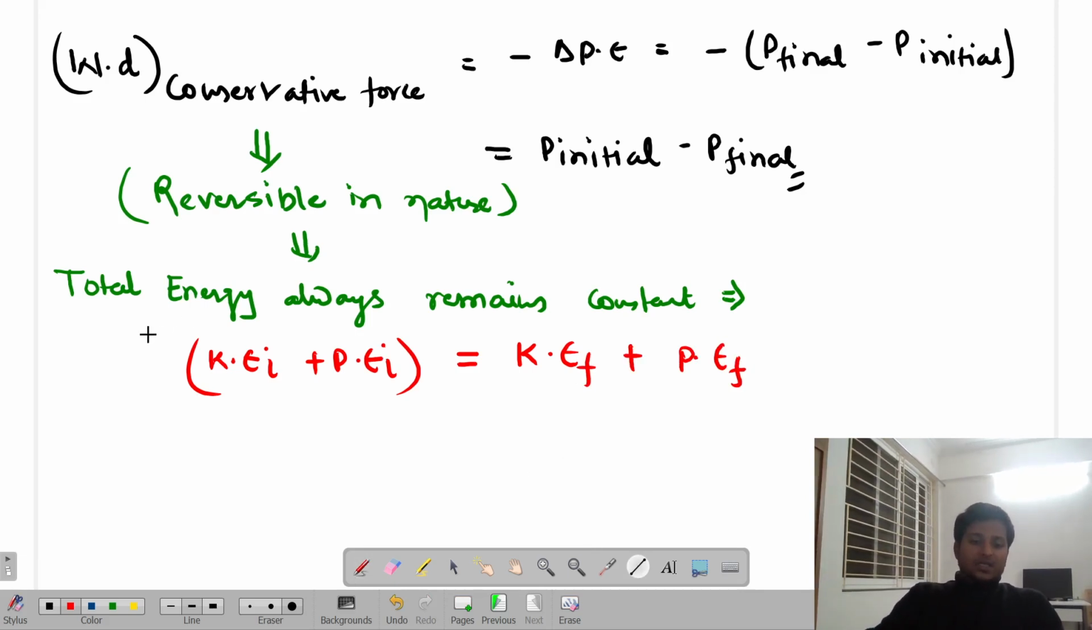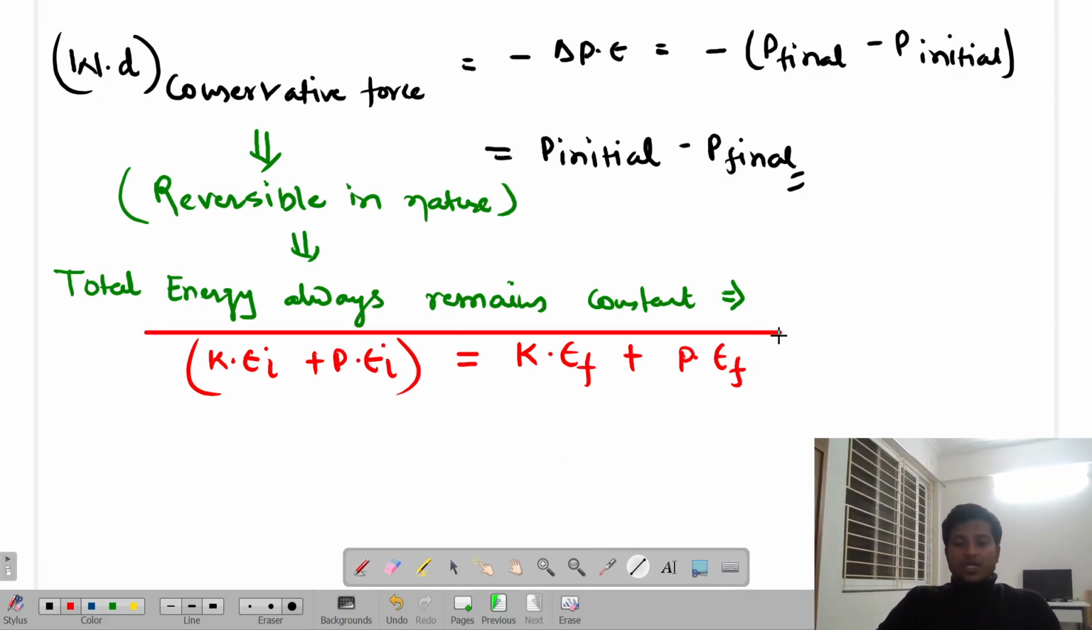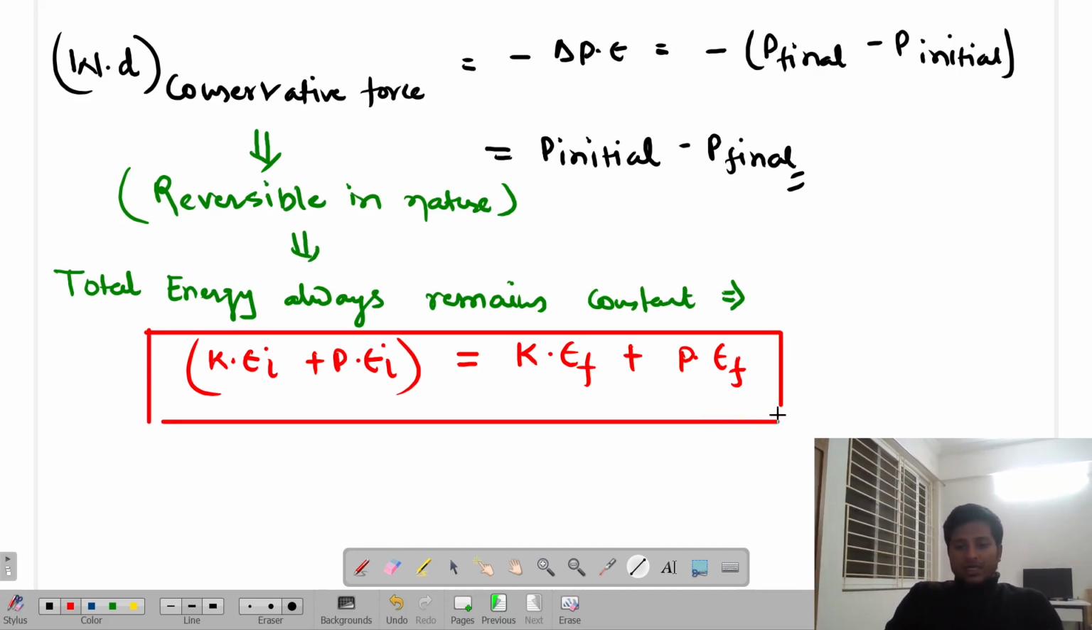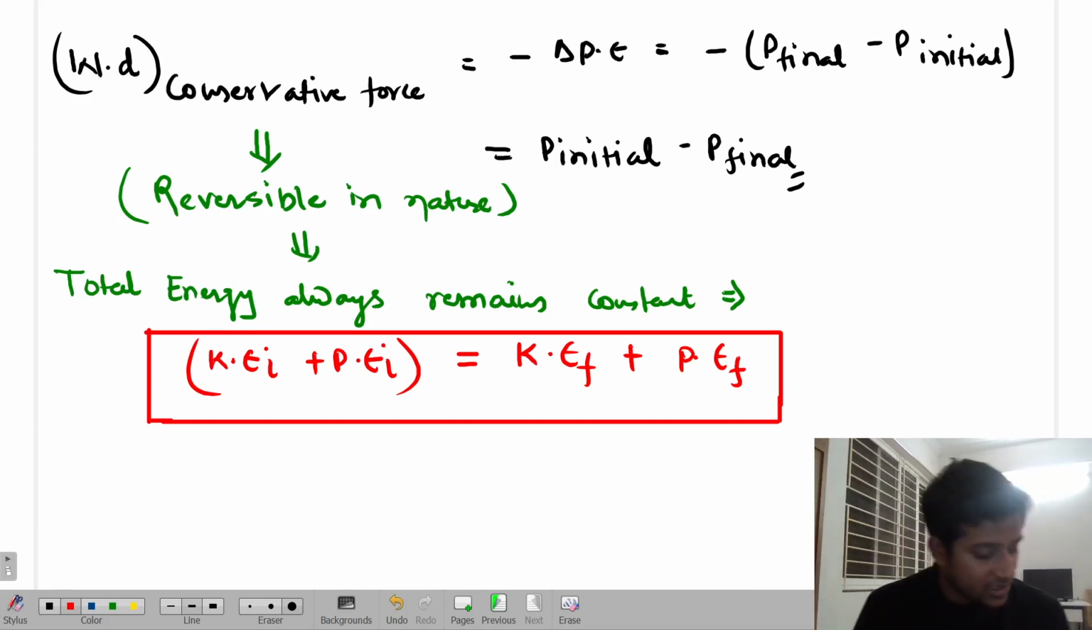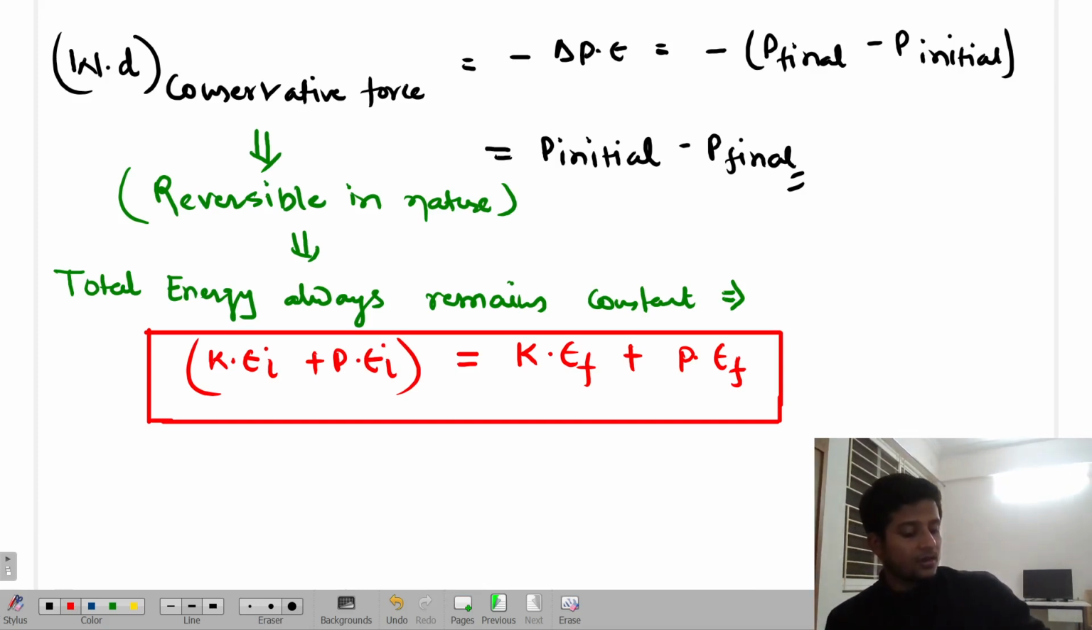So basically the law of conservation of energy is only applied for which kind of forces? Conservative forces. किसके लिए सिर्फ? क्या ये नॉन कंजर्वेटिव वाले कभी एग्जिस्ट करेगा? नहीं, क्योंकि नॉन कंजर्वेटिव फोर्सेस की नेचर इरिवर्सिबल होती है, and that means that energy is always changing. Are you able to get me? मेरी बात समझ में आई या नहीं आई? Is this clear or not?